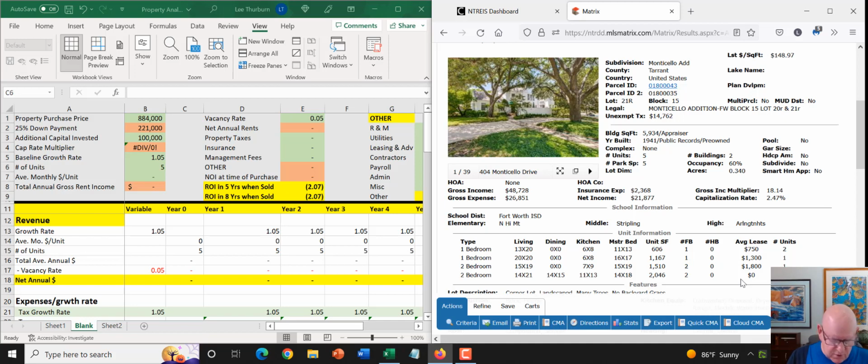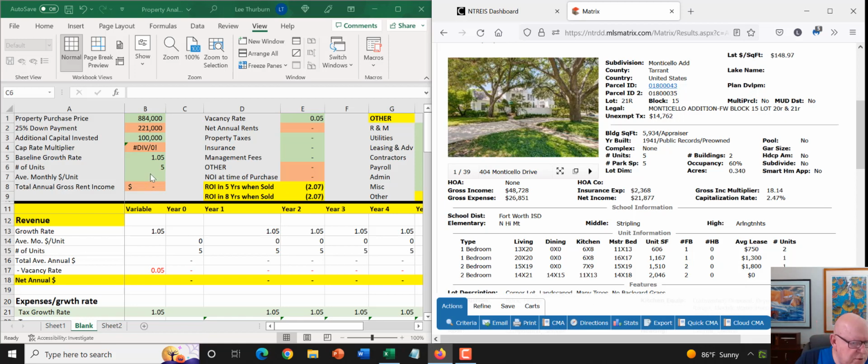So what we're going to do now is come back up with the following: $1,500 for the two 1-bedroom units, plus $1,300 plus $1,800 plus $2,200. That's $6,800 a month times 12 equals $81,600 a year.